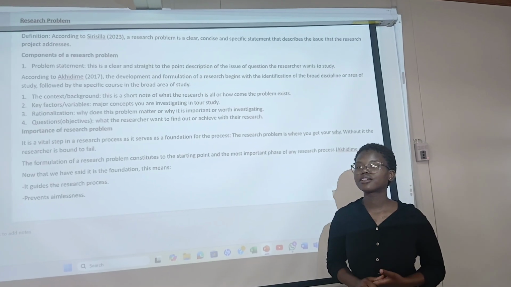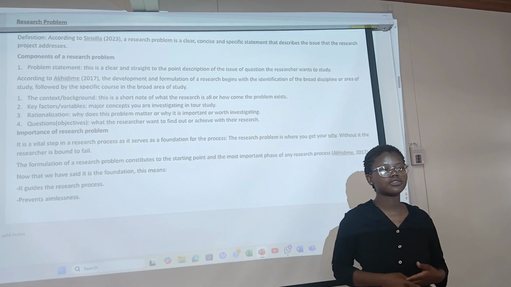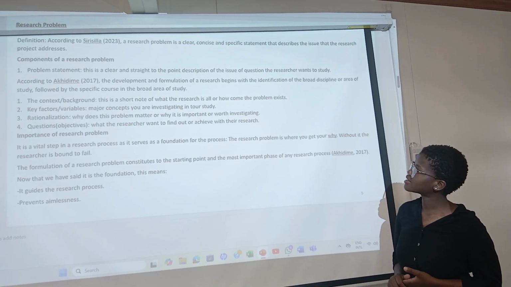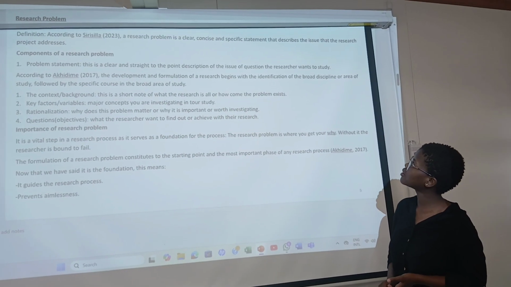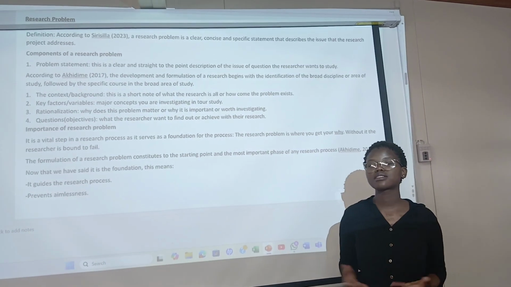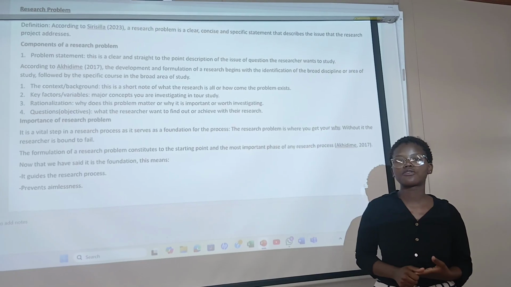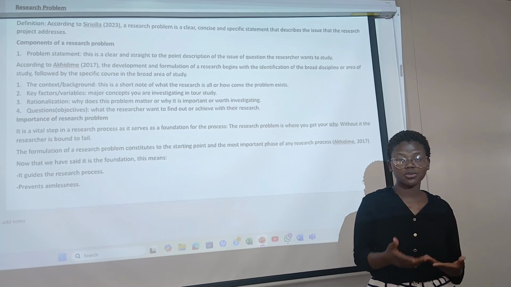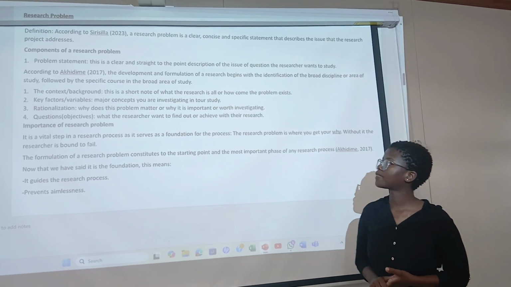So I'll be taking you through the research problem and the objectives of the research. First of all, the research problem. A research problem is a clear, concise, and specific statement that describes the issue that the research project addresses. So this is basically a straight to the point description of the challenge the researcher is trying to solve or find solutions to. Moving on to the components of the research problem.